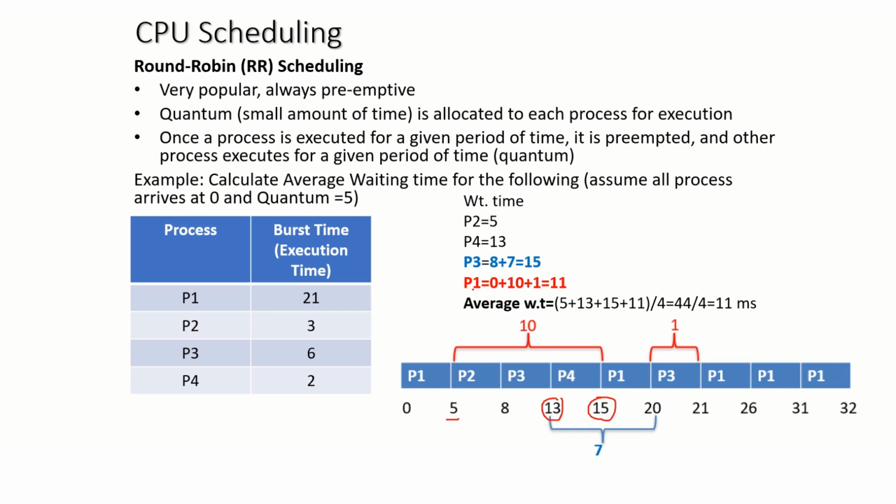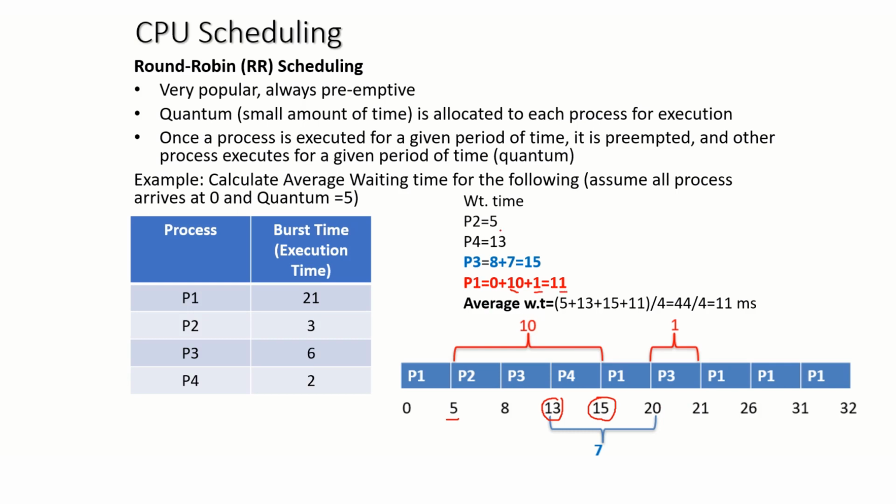Similarly for P1, P1 arrived at 0, but it is not completed at t equal to 5, but it is again scheduled at 15. So 15 minus 5 is 10 here. And once again P1 is scheduled here, that is 21. So 21 minus 20 is 1. So the waiting time for P1 is 0 plus 10 plus 1, that is 11.